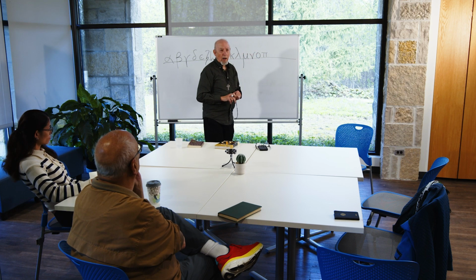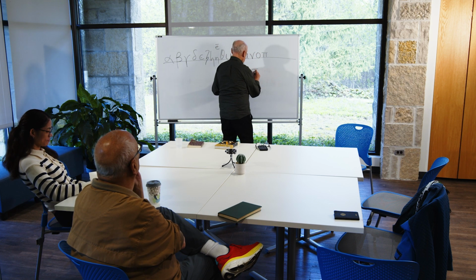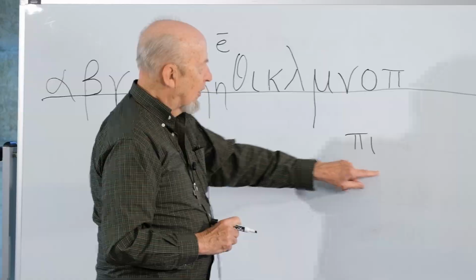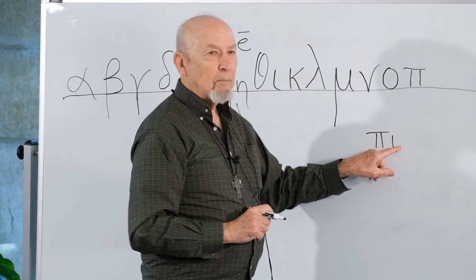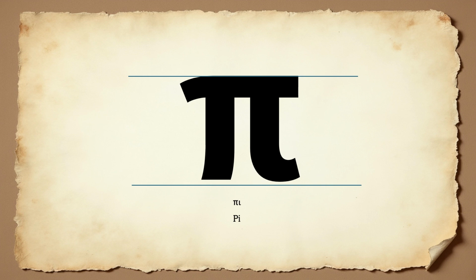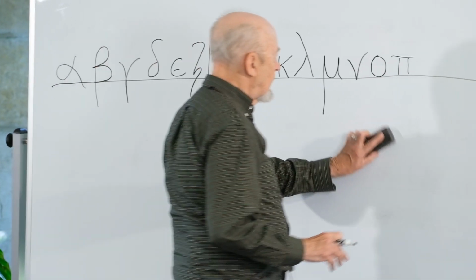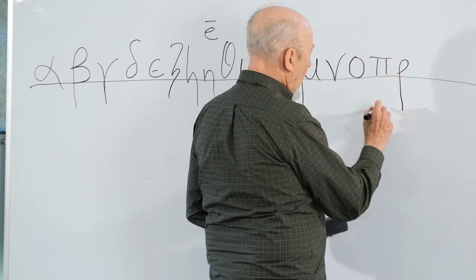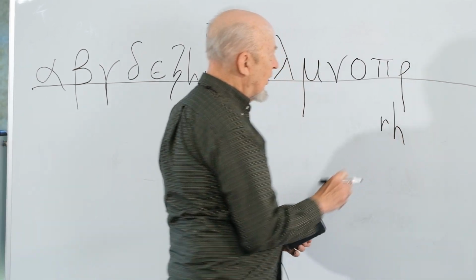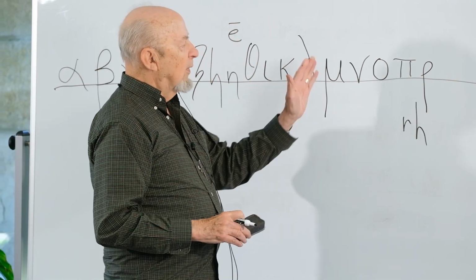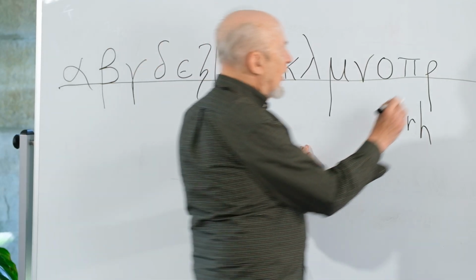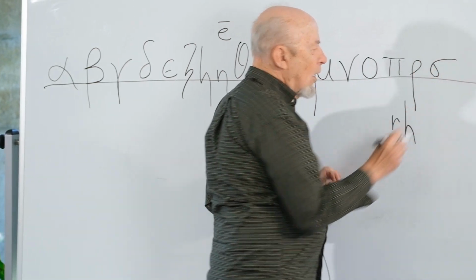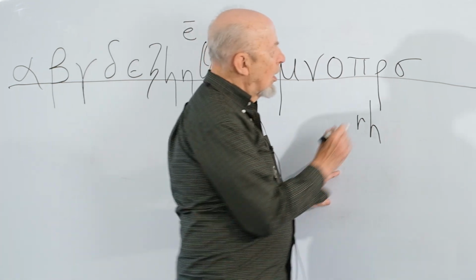Pi, again, not pie. In Greek, they would say this is the name of it. Pi, not pie. Rho. Rho is actually an RH sound. You put an H at the end. Pi, rho, sigma.